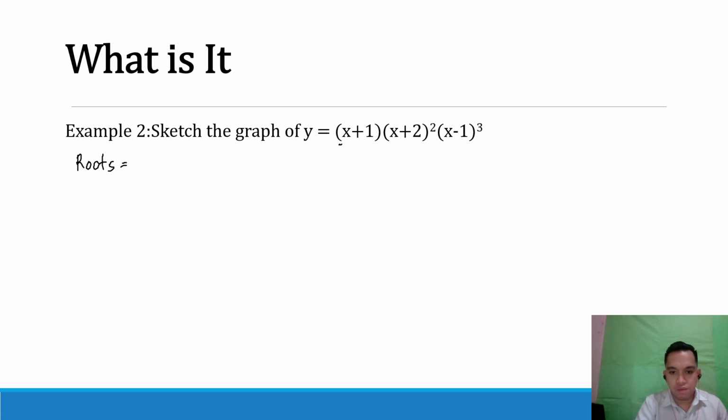Yung quantity of x plus 1, yan ay negative 1. Di ba? So, hindi lang natin lalagyan ng multiplicity kasi 1 lang naman ang kanyang exponent. Dito naman, quantity of x plus 2 squared, yan ay magiging negative 2. Right? Okay, so since 2 ang kanyang exponent ng ating quantity, so yan ay magiging multiplicity of 2. Negative 2, multiplicity of 2.